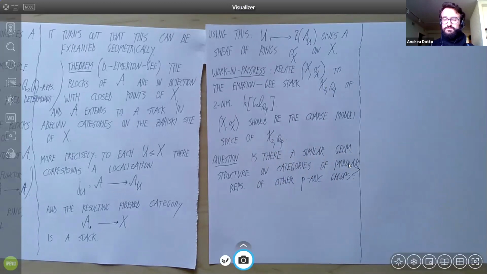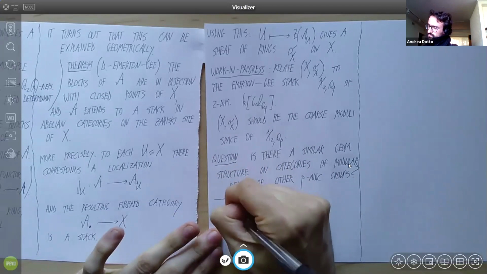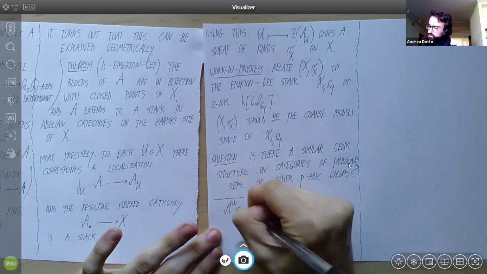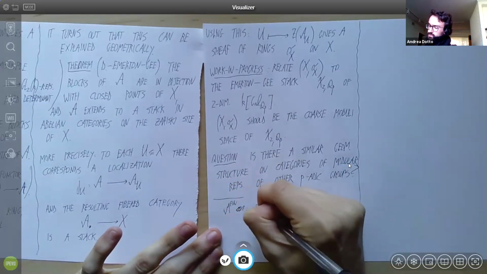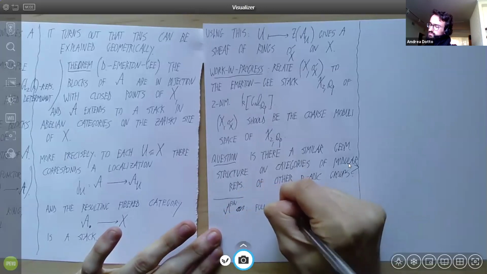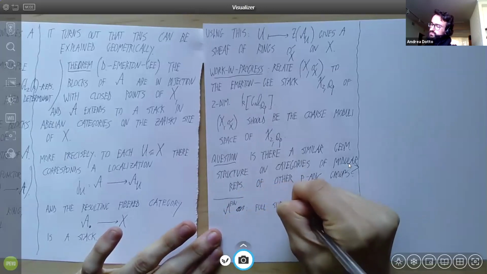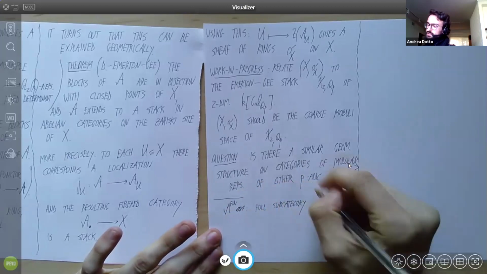Any questions for the speaker? Could you tell again what fin was meaning? Yes. In A, it's just supposed to be a full subcategory on objects of finite length.